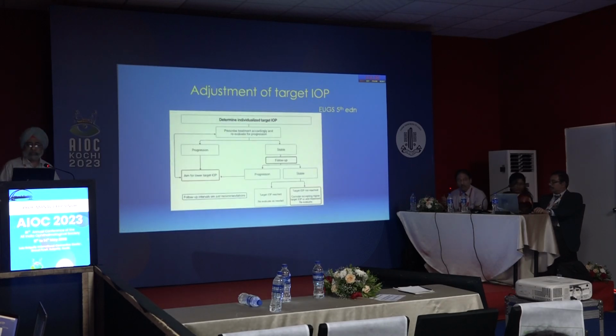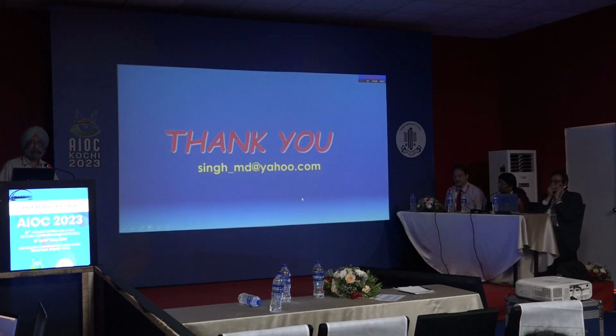So regarding adjustment of the target IOP over a period of time, we determine the individualized target IOP and aim for it. We prescribe the treatment accordingly and re-evaluate. Once there is progression, we aim for a lower target IOP. If it is stable, then we follow up again. Anytime there is progression, we aim for a lower IOP. If it is stable and the target is reached, we re-evaluate as and when required. And if it is not reached, then consider accepting a higher IOP, or re-evaluate and treat the patient accordingly.